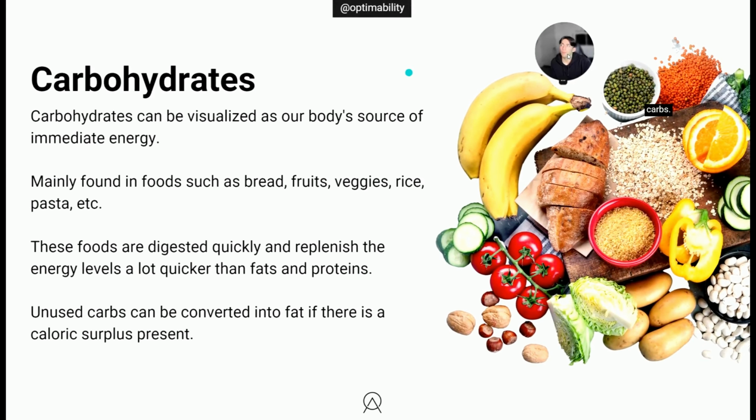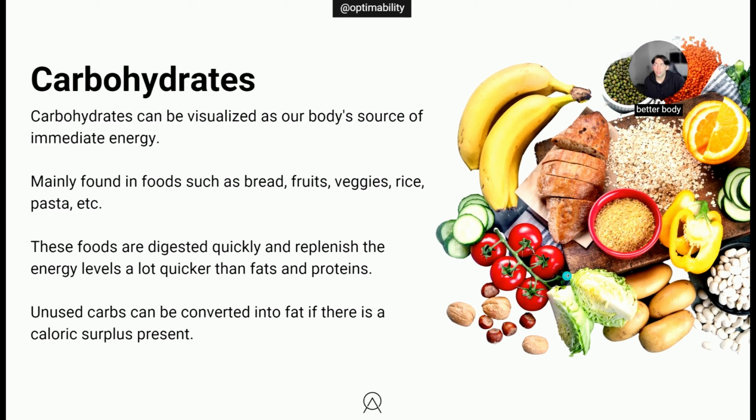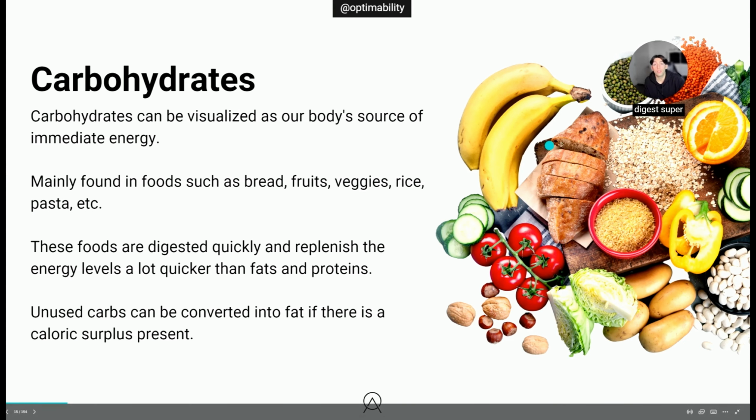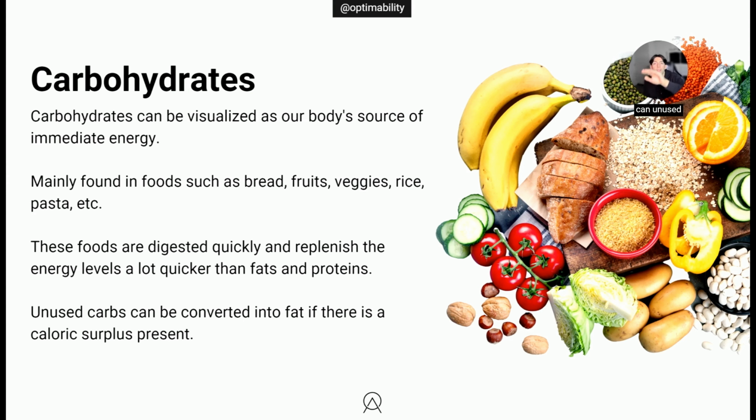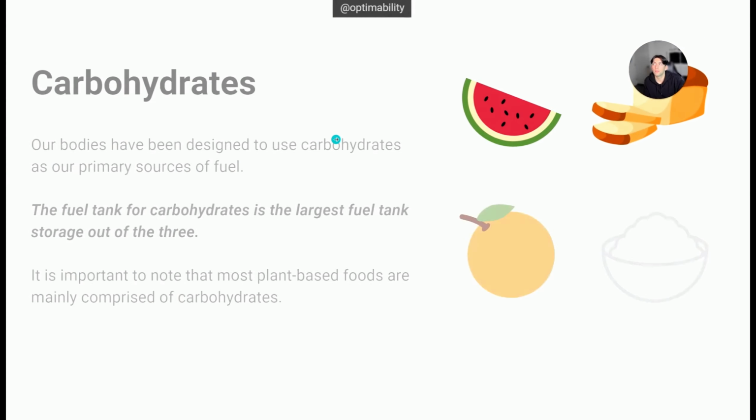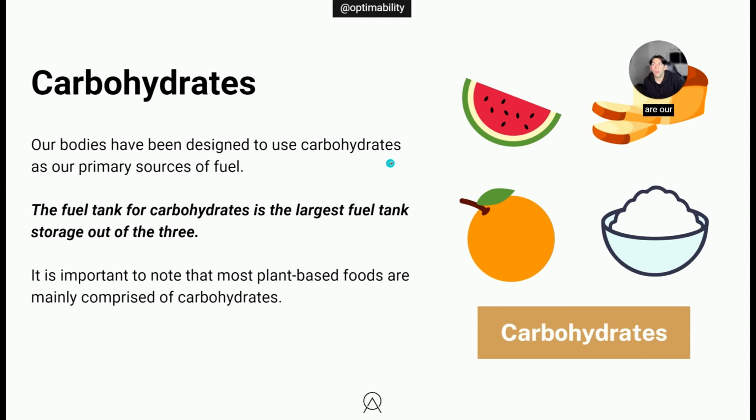So carbs. Carbs are our body's source of main energy. They're easily visualized in immediately absorbing foods. So sugar, lettuce, tomato, bananas, bread, etc. These foods digest super quickly, and usually unused carbs convert into fat if there's a caloric surplus present. Carbohydrates are our main source of fuel. That's the way in which the fuel tanks are organized. It's the biggest tank out of the three.